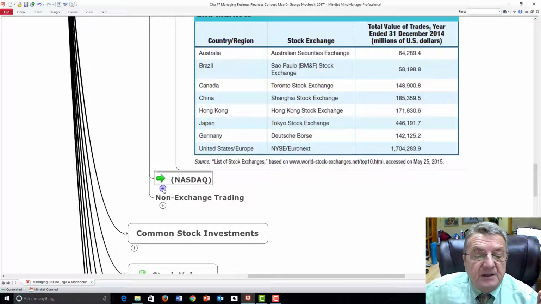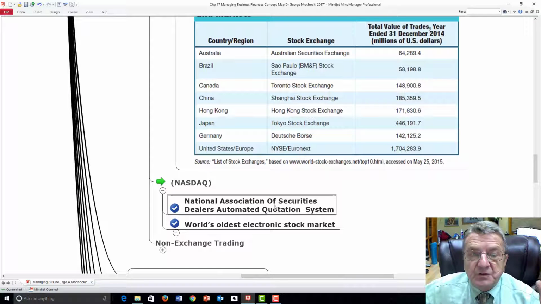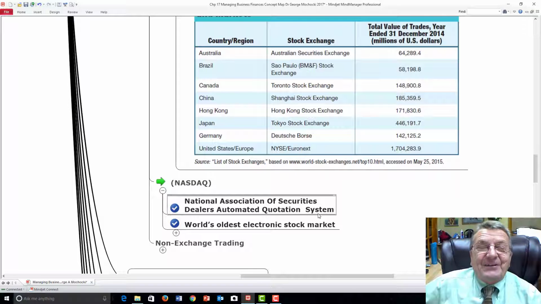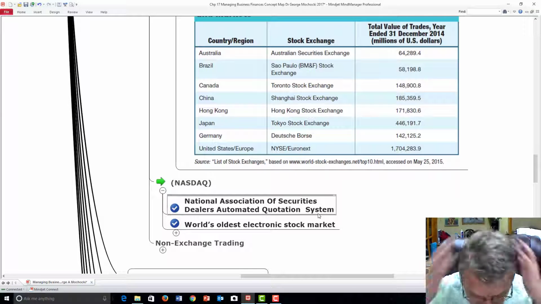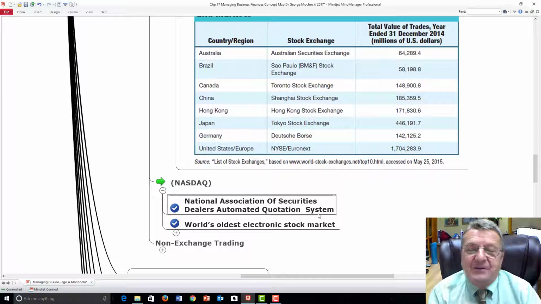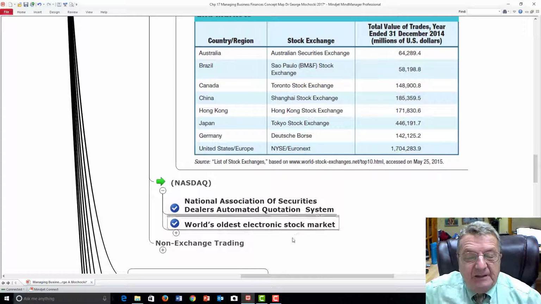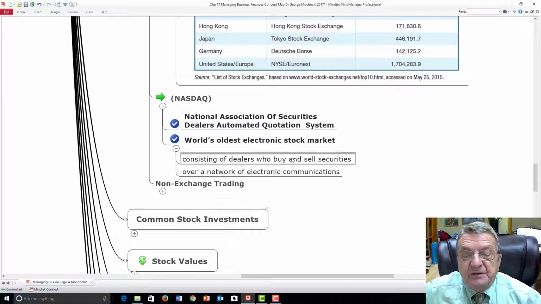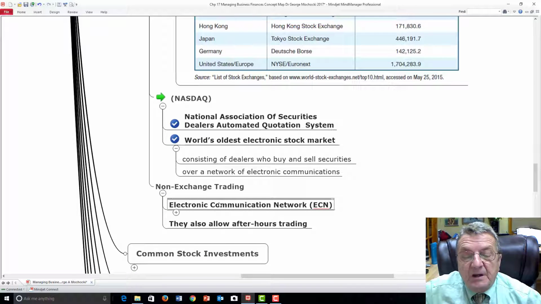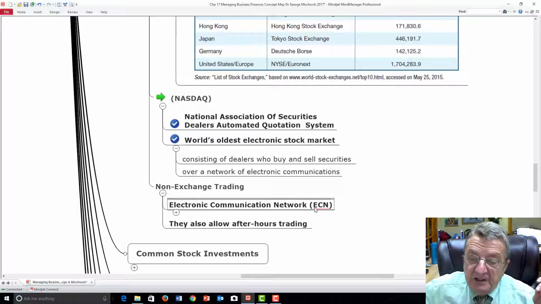Then the Nasdaq is for National Association of Securities Dealers Automatic Quotation System. I always just say Nasdaq. Some people say, "Hey, Dr. George," and I go, "Oh my goodness, let me look in the chart." Nasdaq is basically on an online computer, and you see the board. Nasdaq is all computerized. It's the world's oldest electronic stock market, consisting of dealers who buy and sell securities over the network, and that's the Nasdaq.